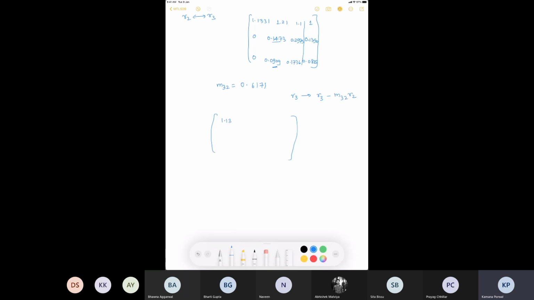So first row is as it is. Second row will remain as it is. And in the third row, this will be 0. And here I will get 0.010. And this entry here is going to be minus 0.00328.